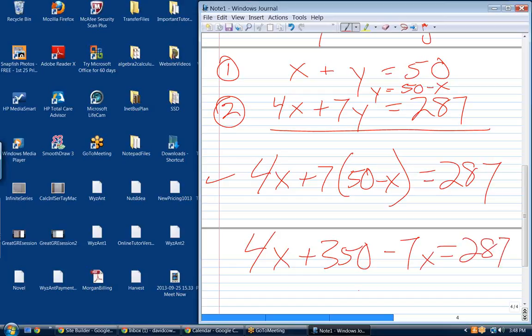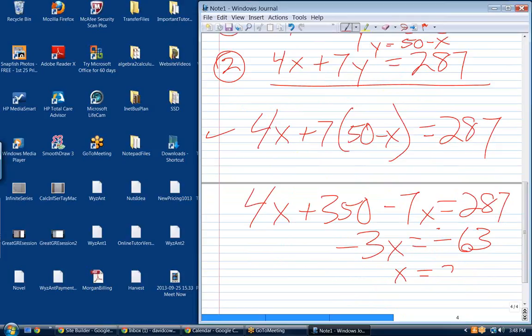Okay. And I get minus 3x equals minus 63. Let's see, 350, that's 50, and 13, that looks like minus 63. And then when I solve for x, I get 21. Once I've solved for x, I can solve for y the same way we did before. Just go back in and substitute it into the first equation.